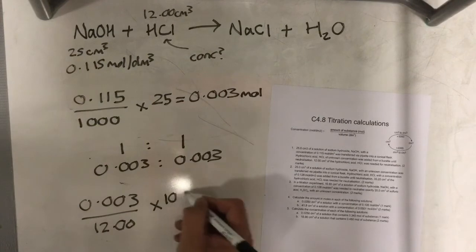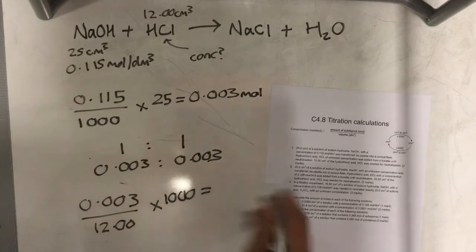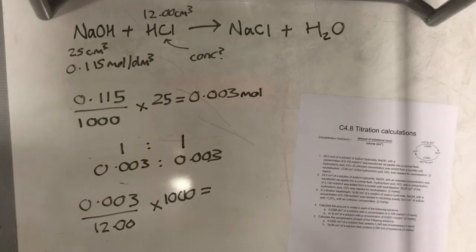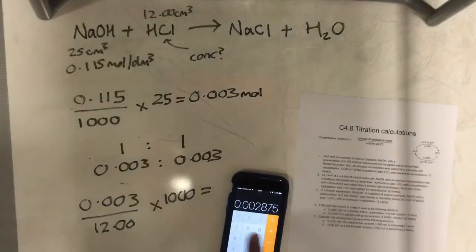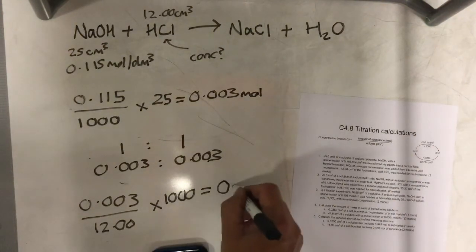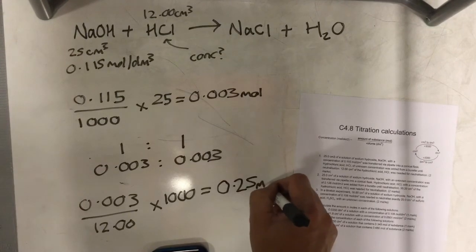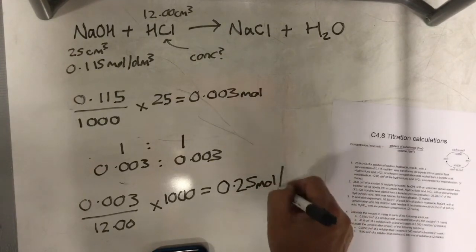So all I need to do is 0.003 divided by 12 tells me how many moles are in 1 centimetre cubed. I multiply that by 1,000, and that tells me how many moles there would actually be per decimeter cubed. So 0.003 divided by 12.00 multiplied by 1,000, if I just do the math very quickly, tells me that the concentration of my hydrochloric acid was in fact 0.25 moles per decimeter cubed.